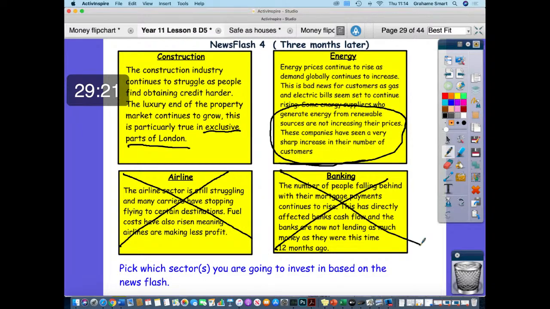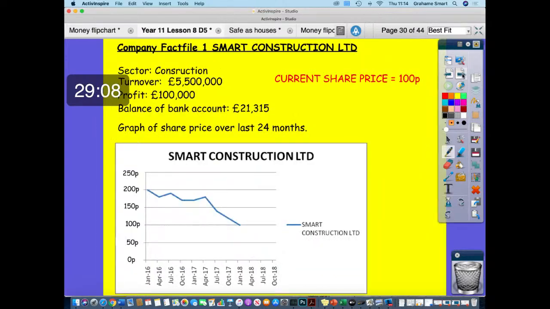So I'm going to have a quick look at construction and energy, and I'm going to look at the companies that I know something about in those areas. And I'm not going to spend lots of time on this because we're going to run out of time, but I'm going to look at the companies now. I'm going to look at their accounts and just some information on them. So have a quick look at this first one.